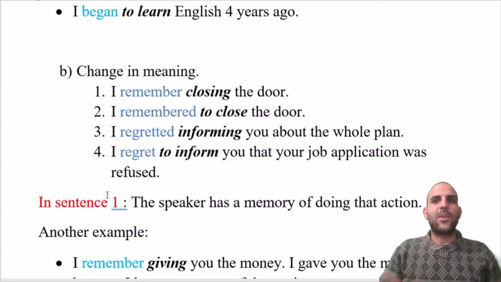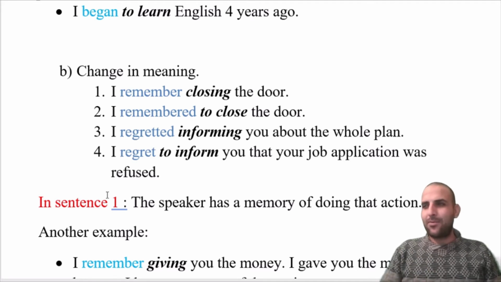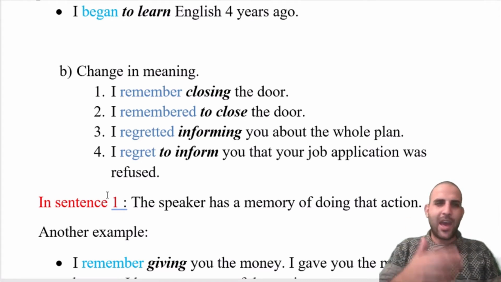If you say I regretted informing you about the whole plan, it means that you wish you hadn't informed him about the story, which means that you feel bad about that. All right, so you say I regretted informing you about that. I regretted telling you the truth because you don't accept truth. So I regretted that. I wish I hadn't done this. I wish I hadn't said this.